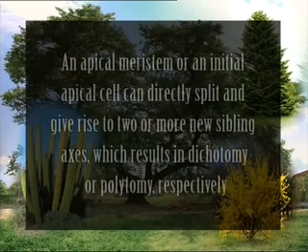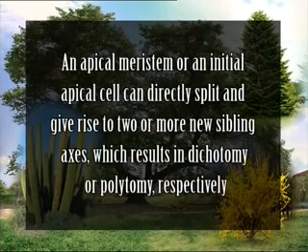Now, let's discuss various branching patterns found in different plant species. First, let's try to differentiate between terminal and lateral branching. As you know, an apical meristem or an initial apical cell can directly split and give rise to two or more new sibling axes, which results in dichotomy or polytomy respectively.